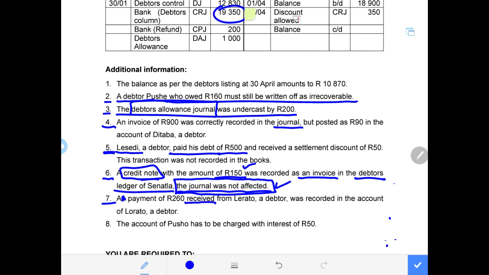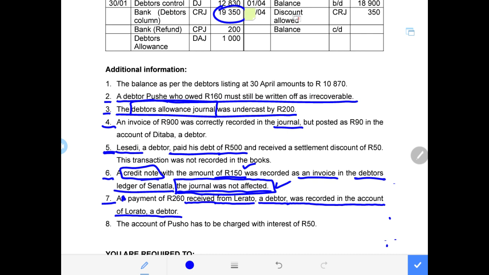So we received money from who? From Lerato. Thank you, Lerato, for paying your account. And Lerato is a debtor, meaning a person whom we previously sold something on credit to. It was recorded in the account of Lorato, a debtor. Now, this is the issue of the close names of customers.